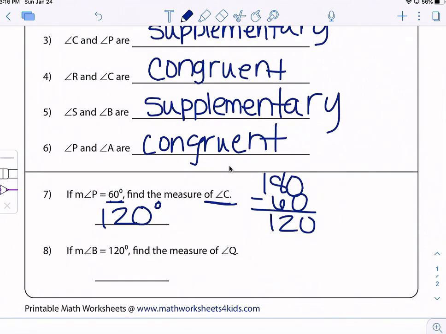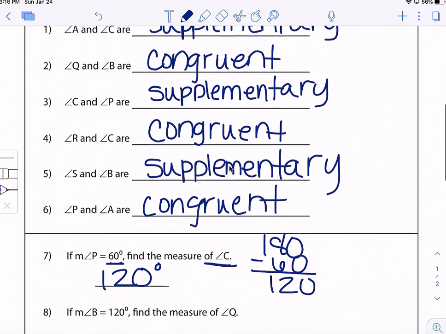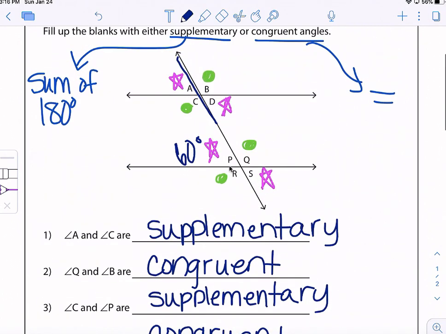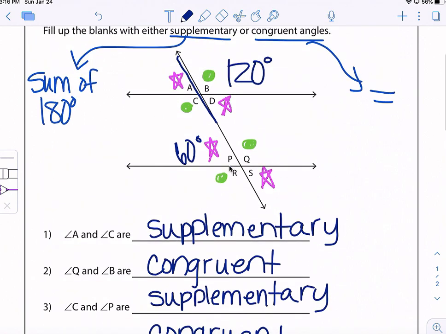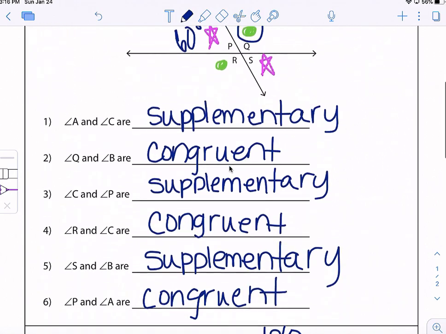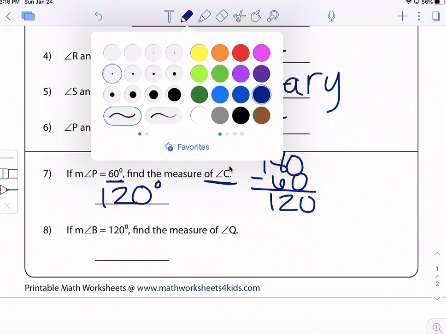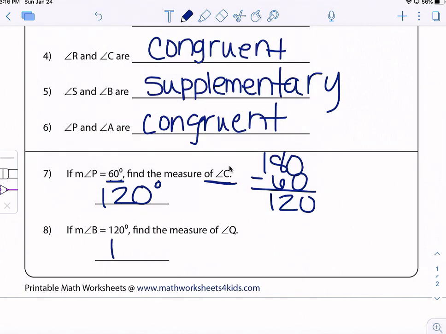If angle B is 120 degrees, find the measure of angle Q. Well, notice Q is in the same corresponding position as angle B. Those are corresponding angles, so they're going to be congruent. So it would also be 120 degrees.